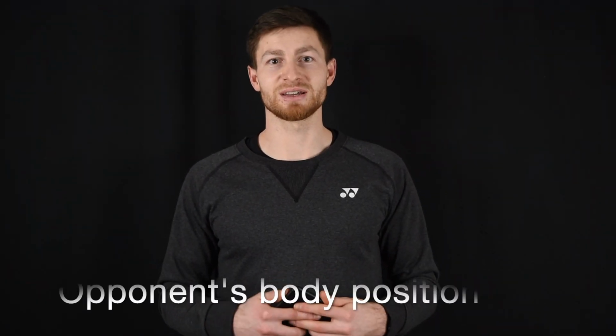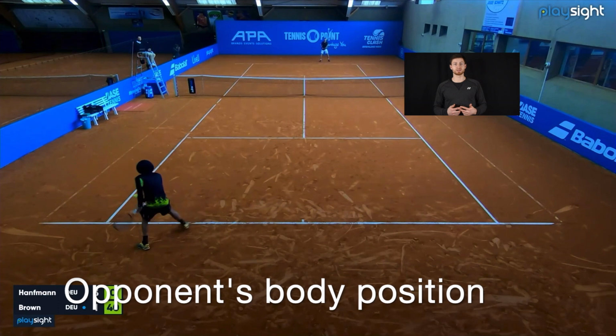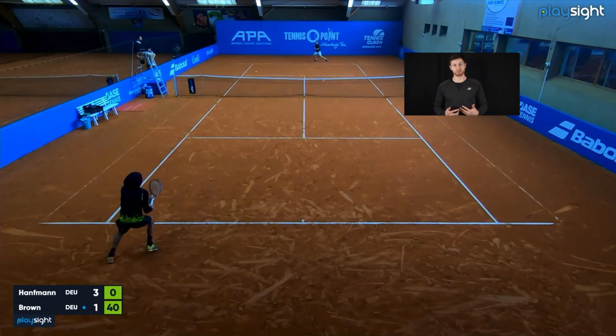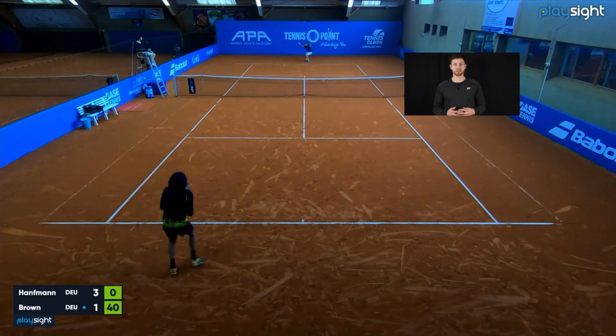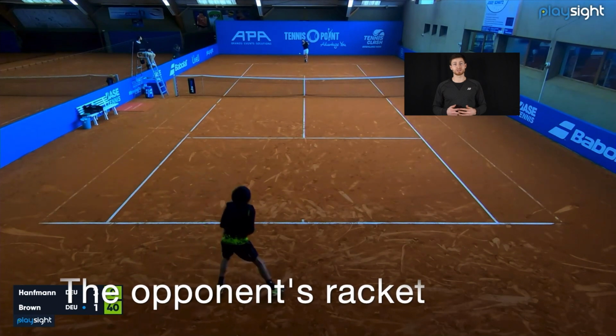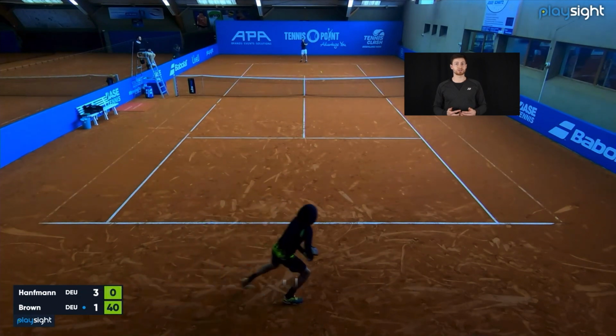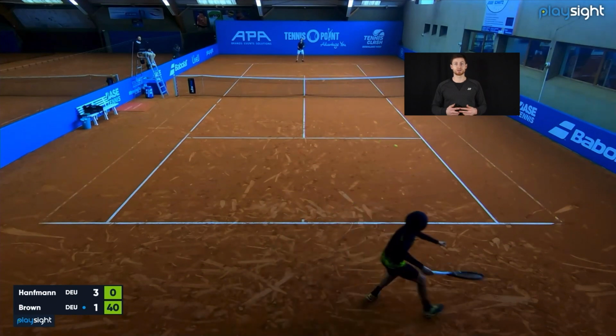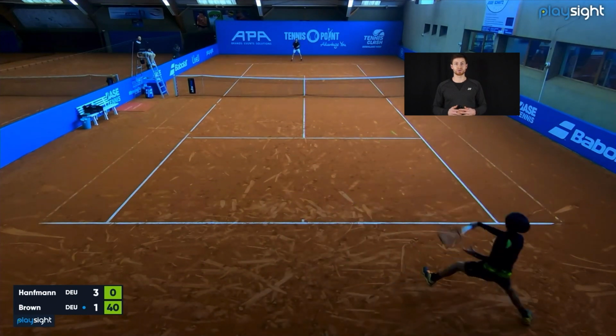The second thing is how is his body? Is he off balance? Is he charging forward? Is he steady? And the third thing, we look at his racket and we concentrate on what grip he's using, what the angle of his racket is, also about his swing path.